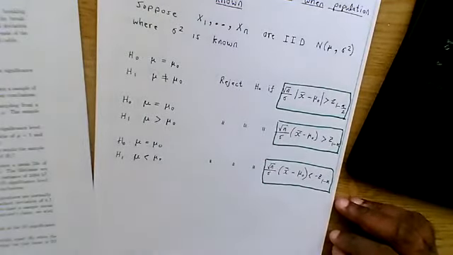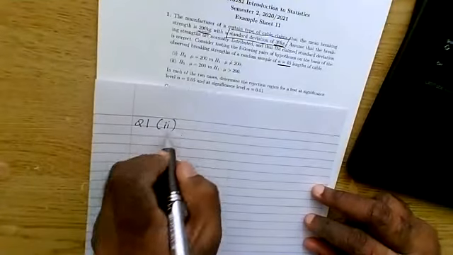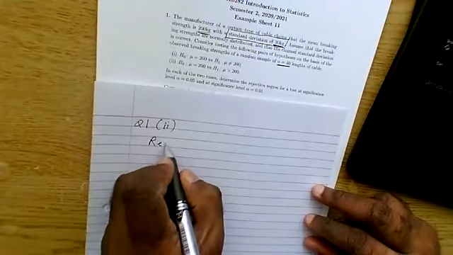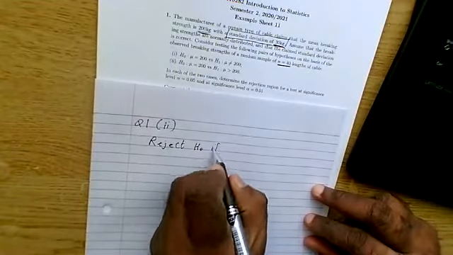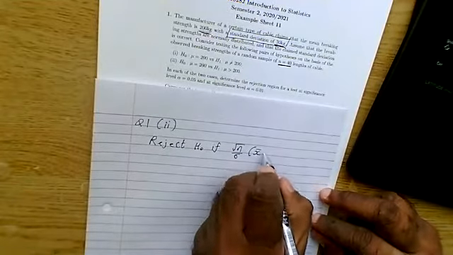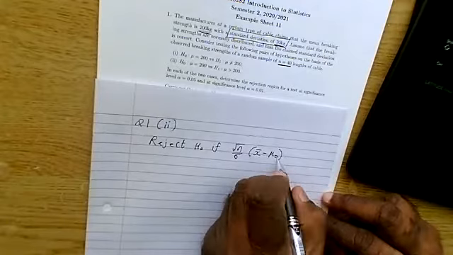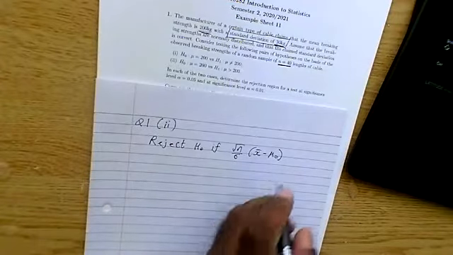Right? Okay, so let me do that. This is question 1, part 2. So the rejection rule is, if root of n divided by sigma times x bar minus mu zero is greater than, you remember the rejection rule, Z 1 minus alpha.